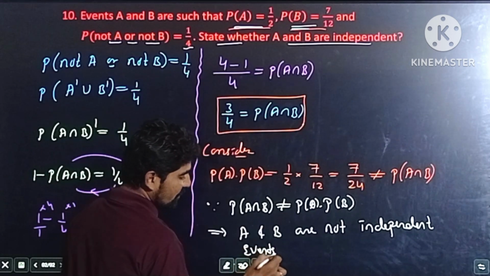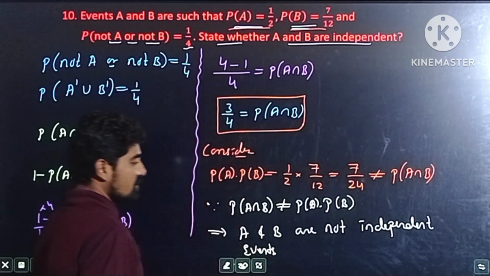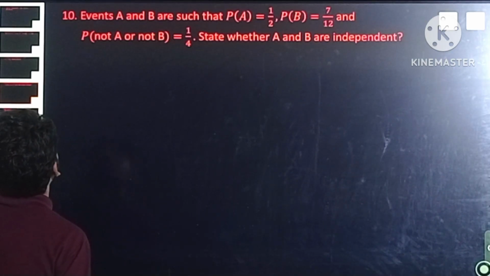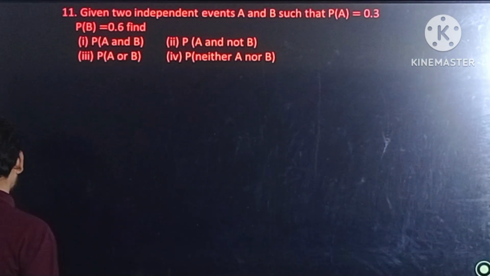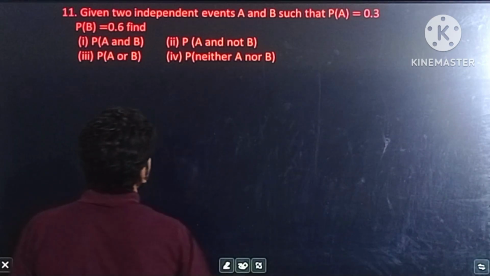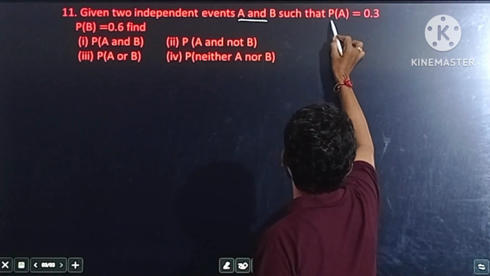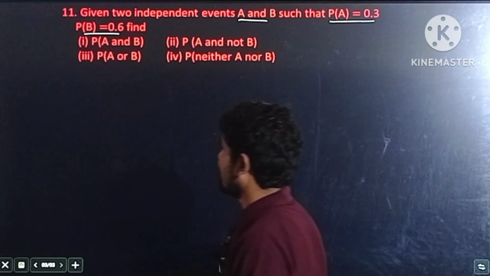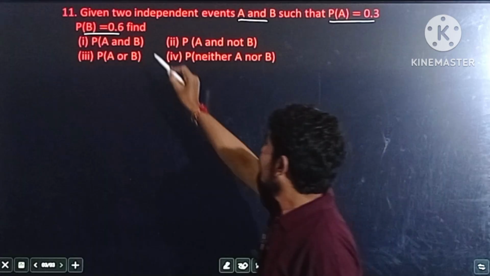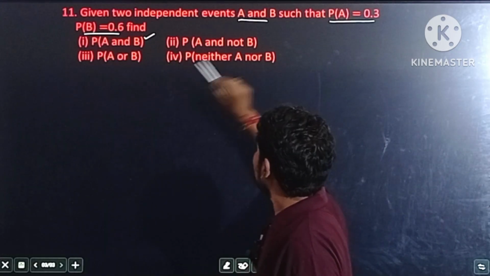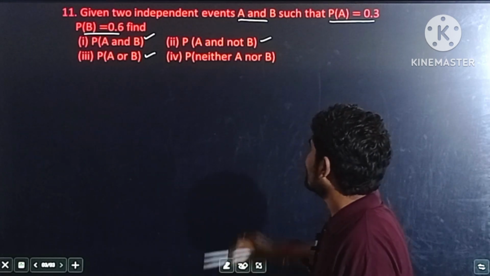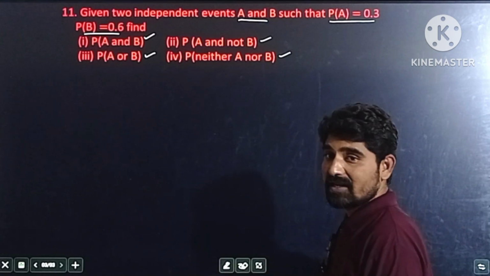I hope all of you understood this. Now let's start the next question. And the next question is: given two independent events A and B, such that probability of A is 0.3 and probability of B is 0.6, then we need to identify the values: probability of A and B, probability of A and not B, probability of A or B, and the last one is probability of neither A nor B.